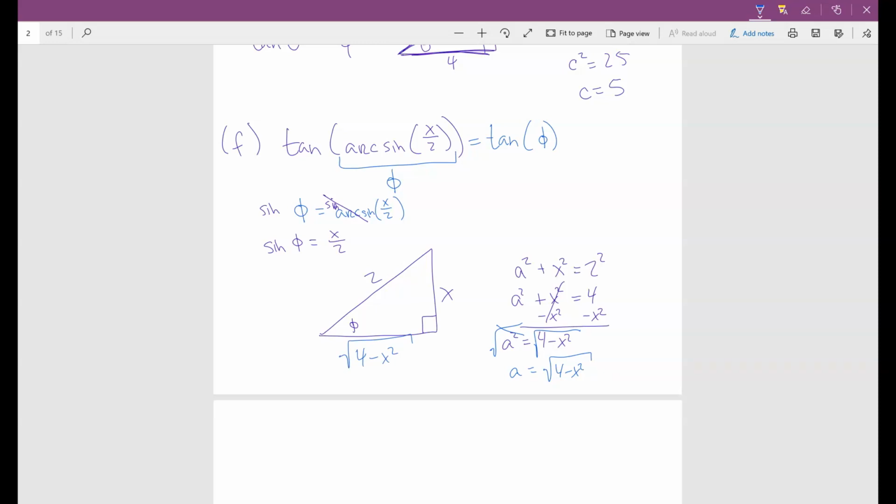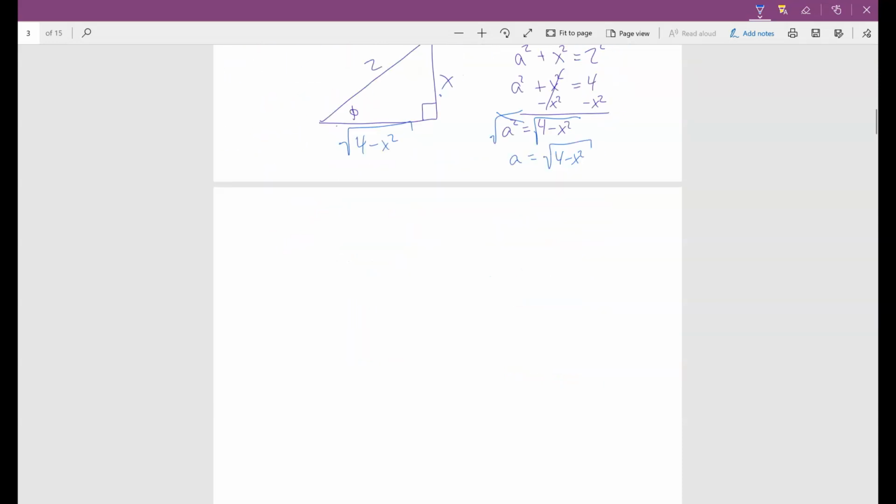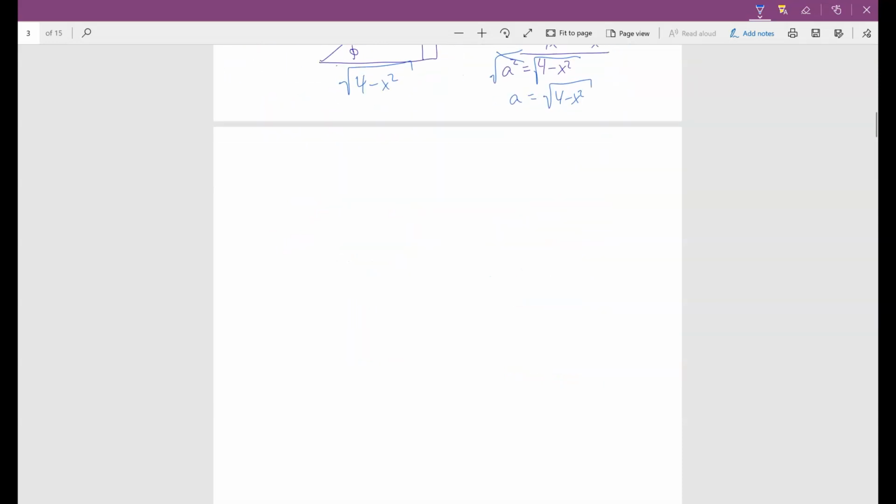Alright, so now we can figure out what tangent phi is. Tangent is going to be the opposite over adjacent. So that's going to be x over the square root of 4 minus x squared. And you can just leave it like this. You don't need to rationalize it if you don't want to. Okay? So that's how you do those types of problems. Okay? So we're going to do one last problem.